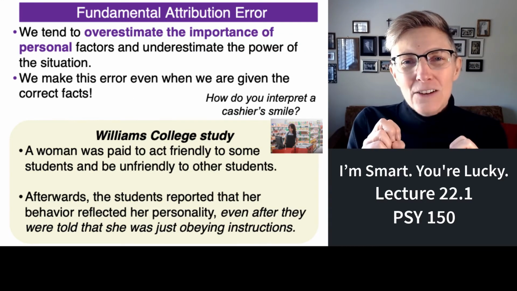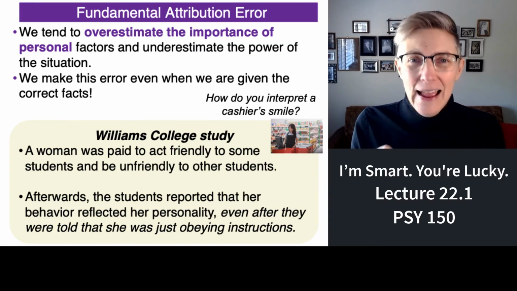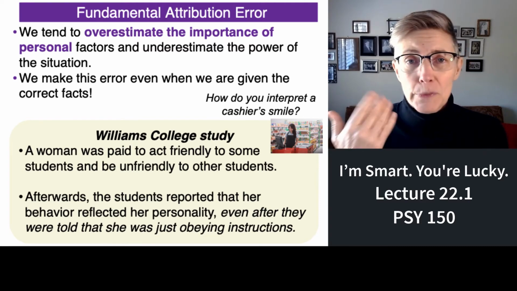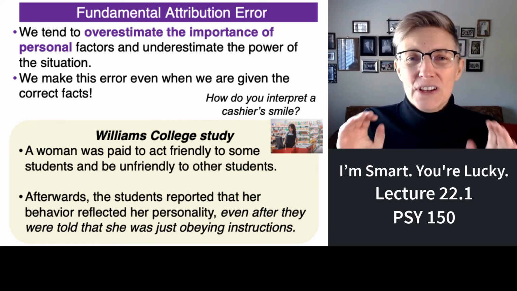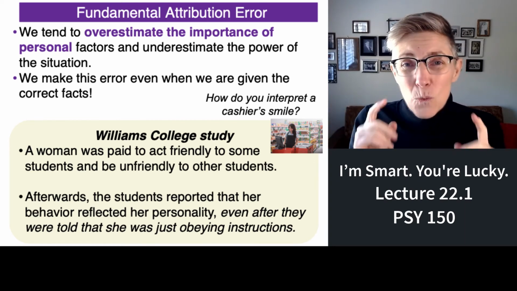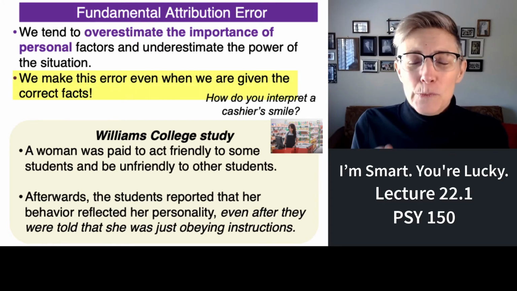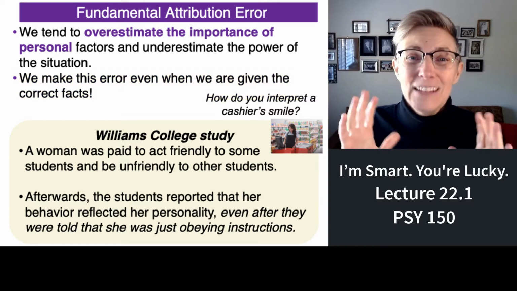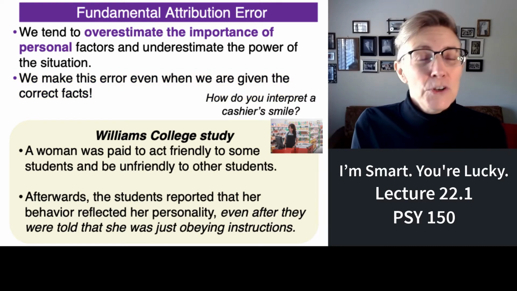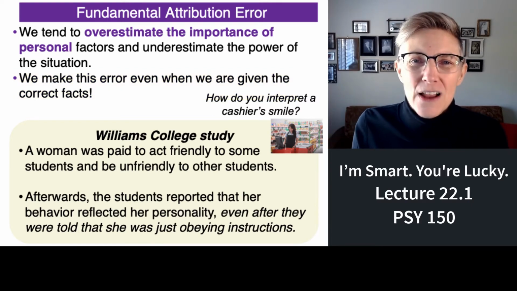And we commit the fundamental attribution error, this error of attributing too much to personality and not enough to the situation, in all sorts of settings. We even commit the fundamental attribution error when somebody tells us that it's wrong. And we know that from a lot of studies. I'm just going to point out one. It's called the Williams College study.